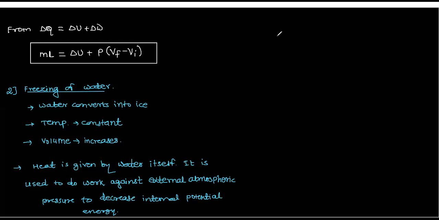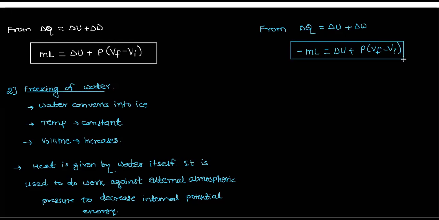So see here, from the first law of thermodynamics, delta Q is equal to delta U plus delta W. Now here heat is given out. That's why minus mL is equal to delta U only, plus P into Vf minus Vi. This is the concept here.